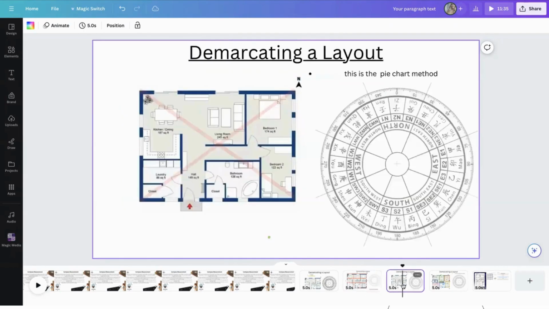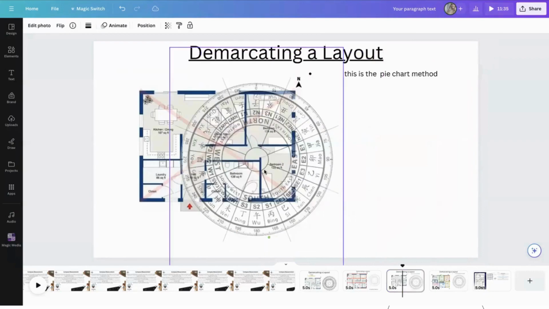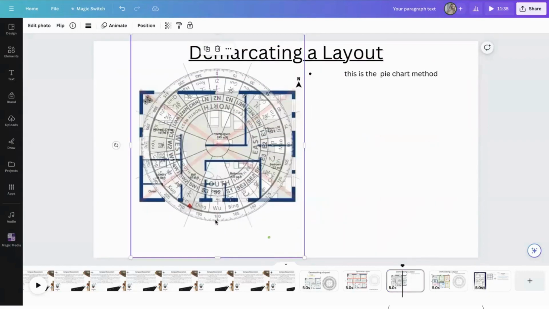Another popular way is using the 24 mountain pie chart. Now, I do personally use this chart, but it's not the only method I use and I have been taught. So for example, you would find the center of your floor plan. You can then put the compass over the floor plan based off, let's say, for example, this house is facing 180 degrees. You can then overlay it over the layout and see which areas encompass the north, the west, the east, the south, and so on.